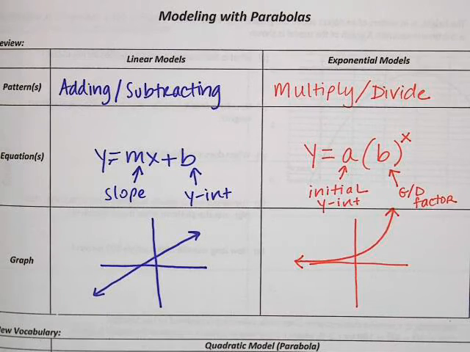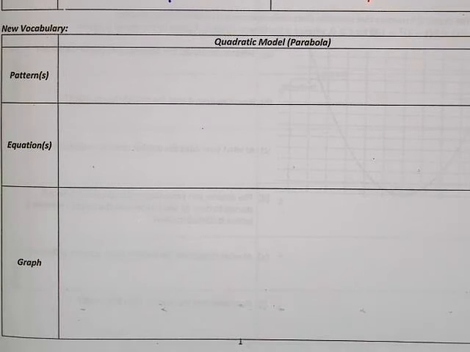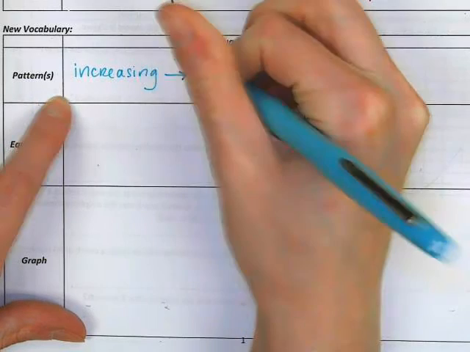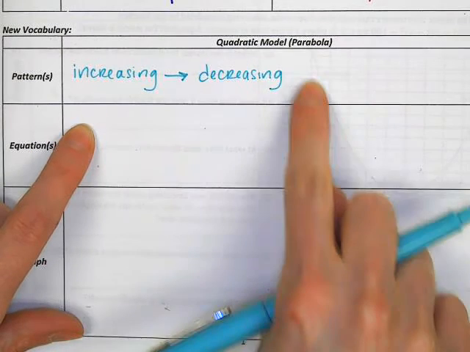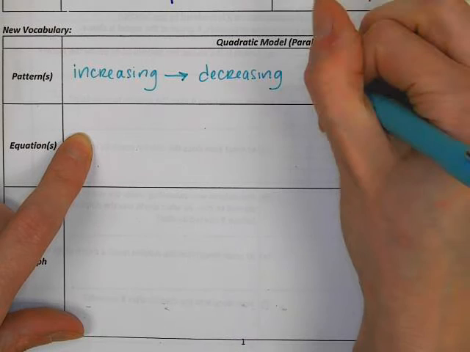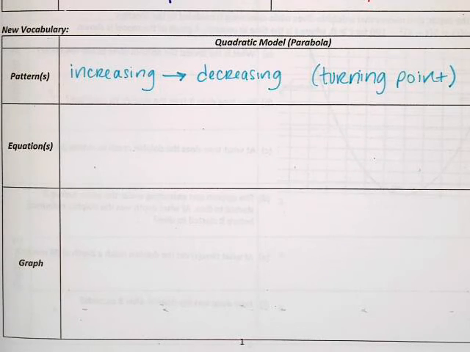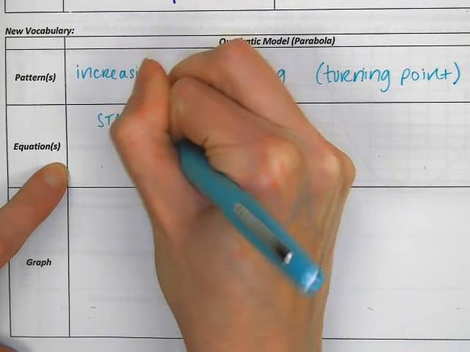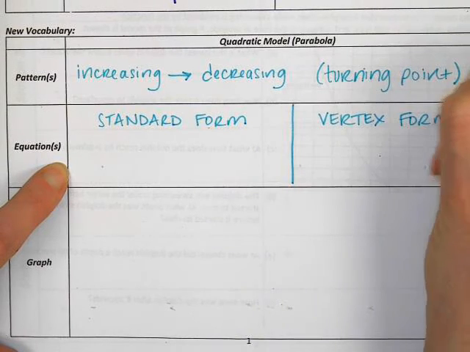But we're done with those, and we have moved on to quadratic models, which are called parabolas. Now, the pattern for a parabola is the graph turns. It could be increasing, and then it turns around and starts decreasing. Or it could be vice versa. It could start decreasing and then turn around and start increasing. So there's always a turning point to a parabola. Now there's two equations. One of them is called standard form, and one of them is called vertex form. And we'll spend time on both.